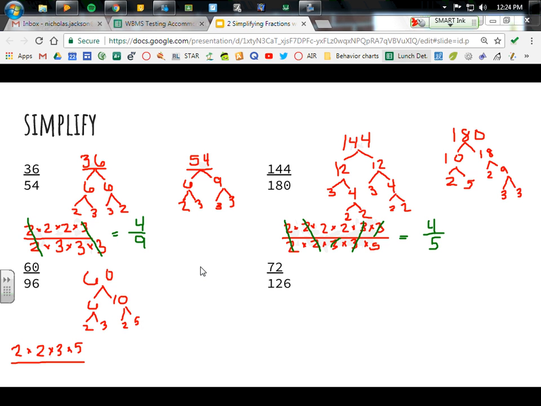How about 96? 96 can factor into 12 and 8. 8 can factor down into 2 and 4. 4 can factor down into 2 and 2. 12 can factor to 3 and 4. And 4 can factor into 2 and 2. So the prime factorization of 96 would be 2 times 2 times 2 times 2 times 2 times 3.